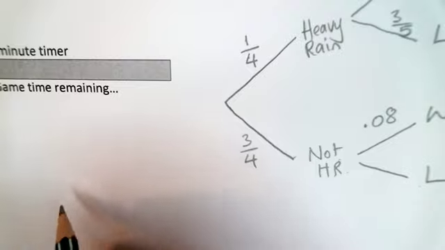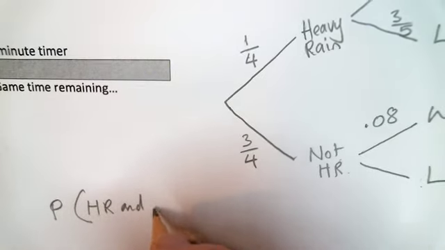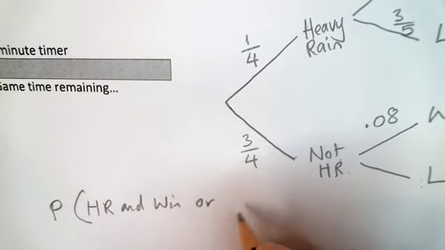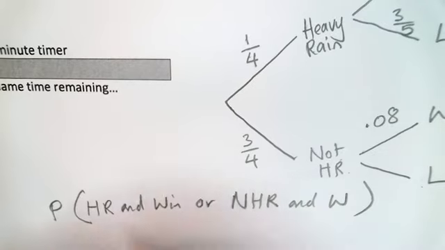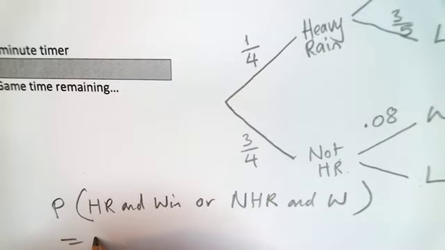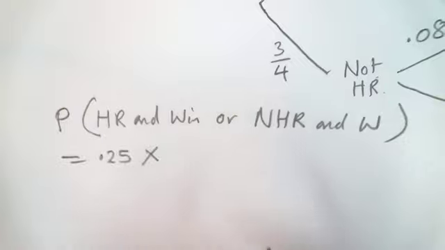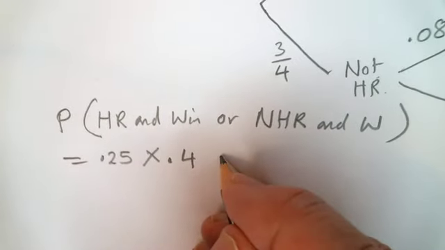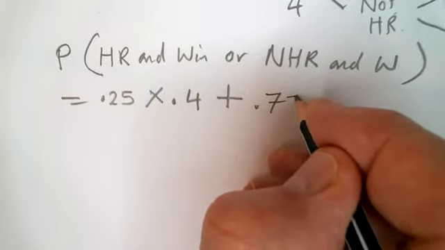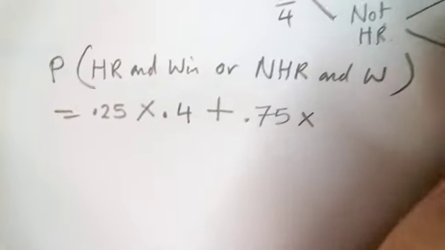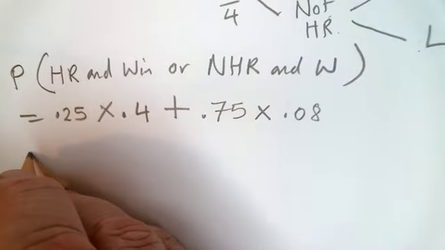So we could actually write that out. What's the probability of heavy rain and a win, or we've got another possibility of not heavy rain and a win. And that equals, well, heavy rain is a quarter, or 0.25, times a win, which is 0.4, plus not heavy rain, which is 3/4, so 0.75, times a win, which is 0.08. So that is where we land.